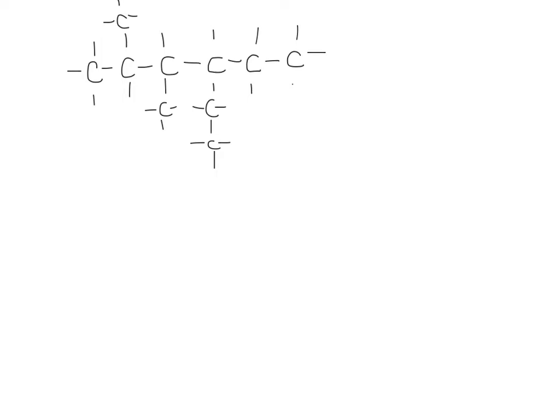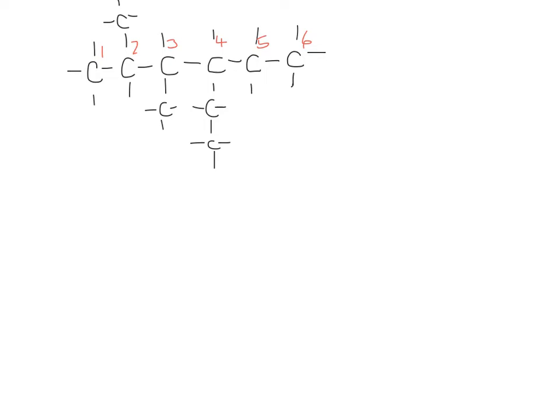Or, if we number it the other way, 1, 2, 3, 4, 5, 6, that carbon number 4 still has 2 carbons coming off of it. So it doesn't matter which way we're going to name this. It's going to give us the same combination. Okay, so we've numbered them from 1 to 6 in our longest carbon chain.